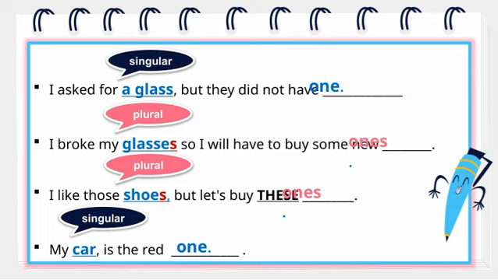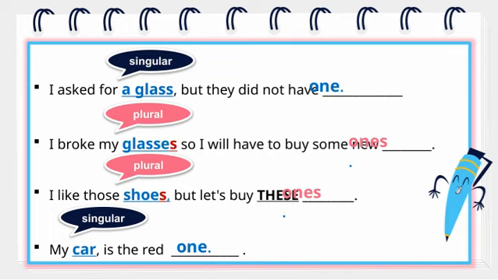Now let's look at some practical examples. I asked for a glass, but they did not have one. Here, you might want to say one if you're referring to a single glass. Next, I broke my glasses, so I will have to buy some new ones. In this case, the blank could be filled with ones if we're talking about new pairs of glasses, or glasses if referring to new drinking glasses.